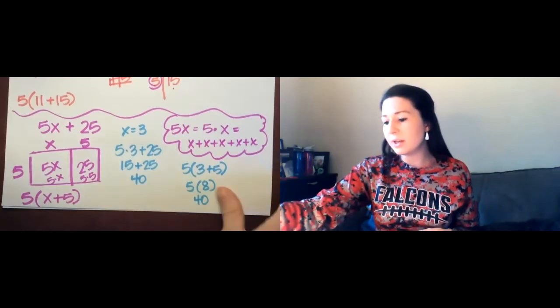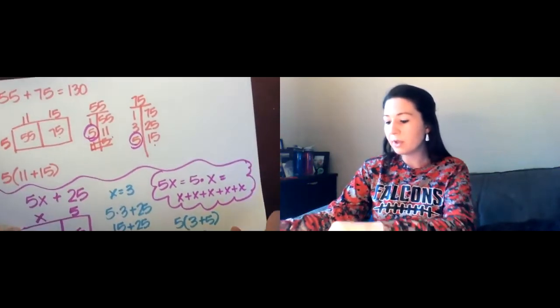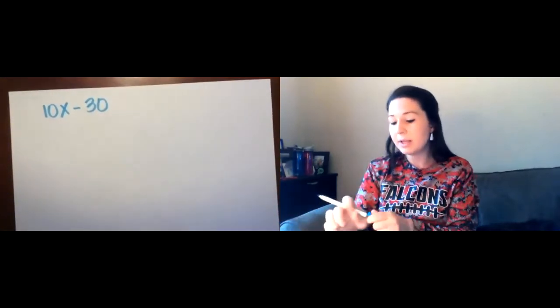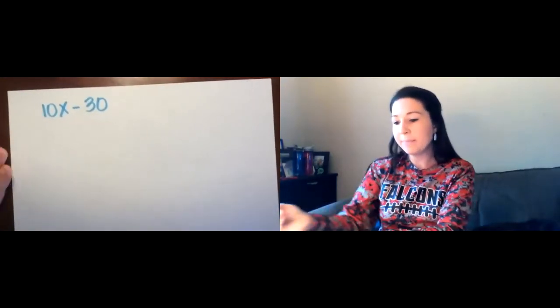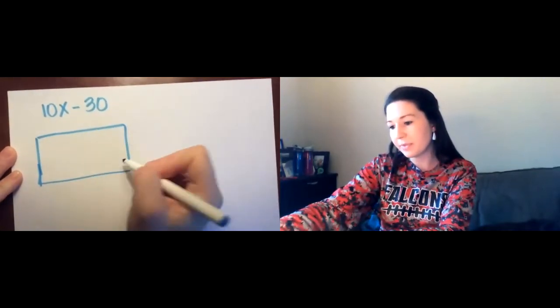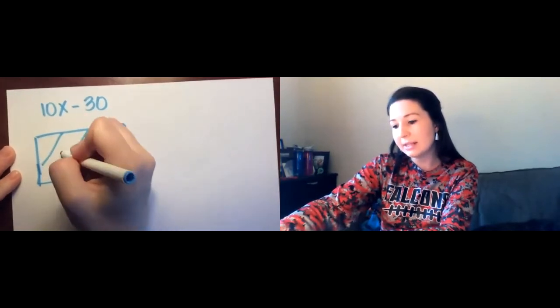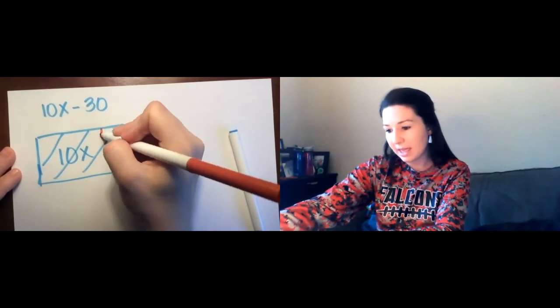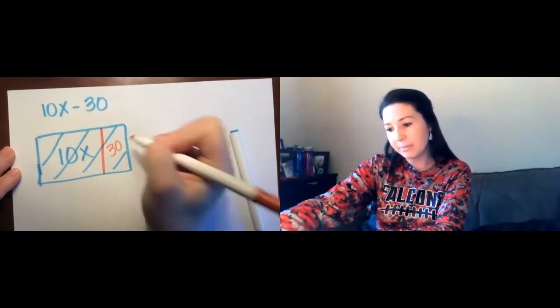So let's do another example with variables just to make sure you're solid on those before I give you some practice problems on it. So if I did one here, we'll do one with subtraction. So if I have 10 times x minus 30, to draw that area model, the whole area is going to be represented by 10 times x. And then we're going to be taking away a section of 30.